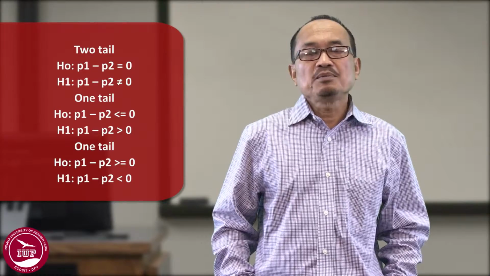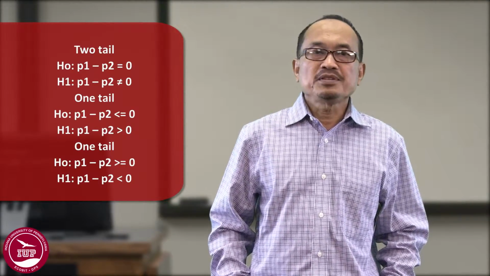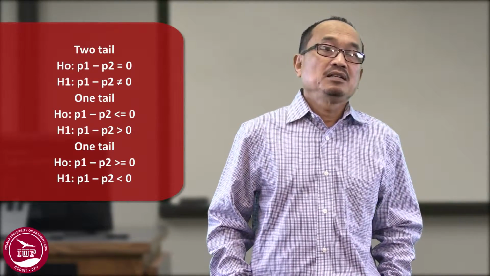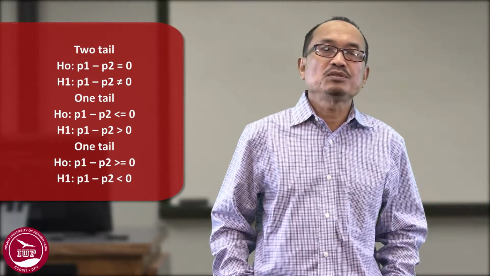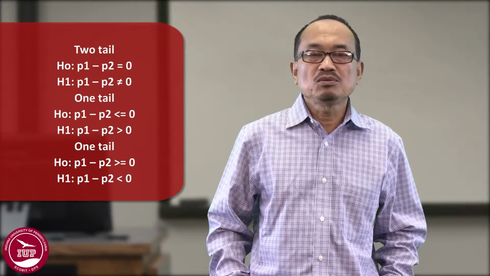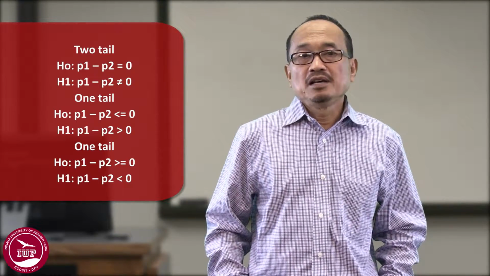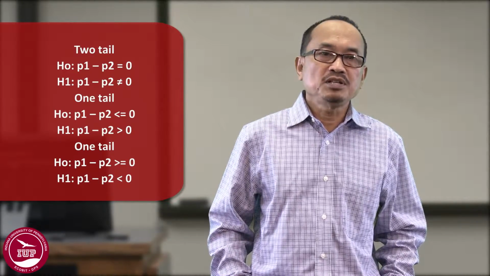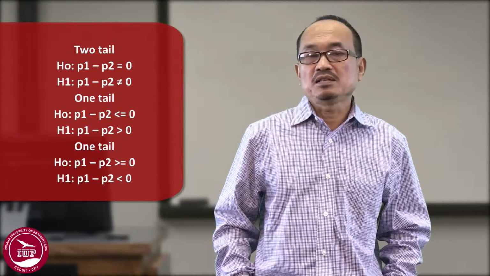Two-tailed. Null hypothesis, P1 minus P2 equal to 0. Alternative hypothesis, P1 minus P2 not equal to 0. One-tailed. Null hypothesis, P1 minus P2 less than or equal to 0. Alternative hypothesis, P1 minus P2 greater than 0. Another one-tailed: null hypothesis, P1 minus P2 is greater than or equal to 0, and alternative hypothesis, P1 minus P2 is less than 0.